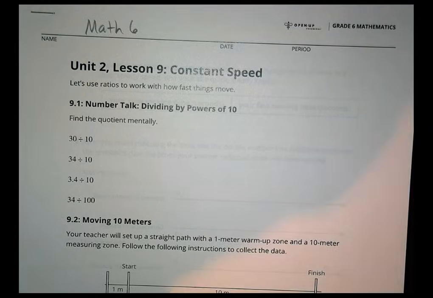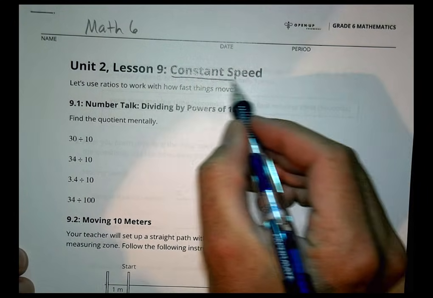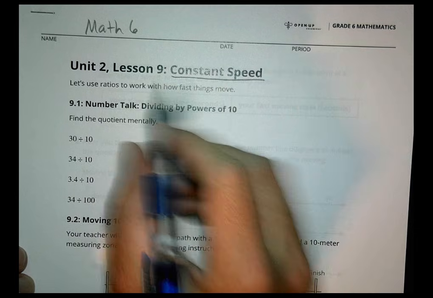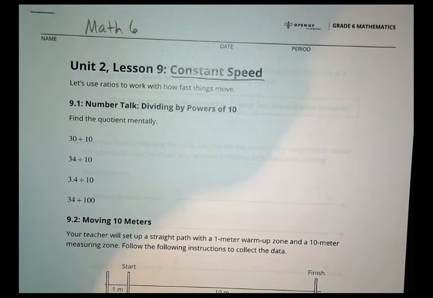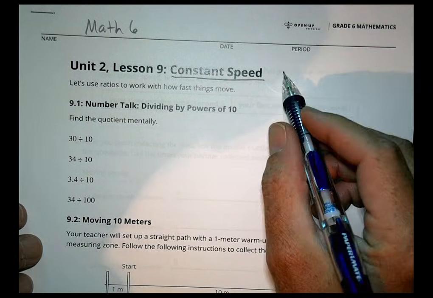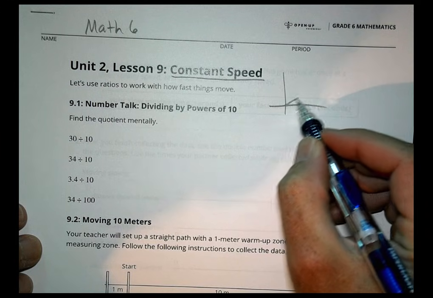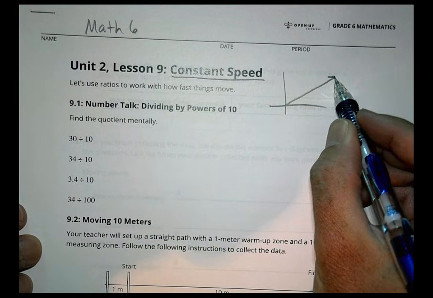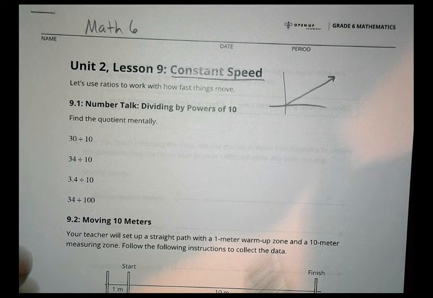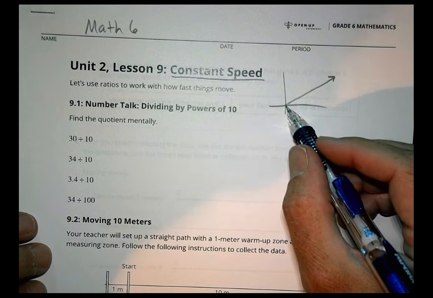Hey, this is Math 6, Unit 2, Lesson 9, talking today about constant speed. We're going to use ratios to work with how fast things are moving at a constant rate, meaning it's going to start a motion, going at the same rate the whole time, never changing its speed. So that's going to be a constant rate.